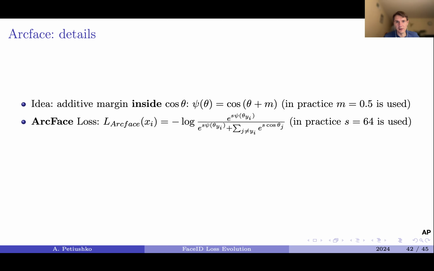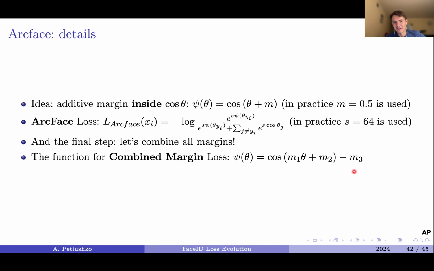And ArcFace loss, again very similar, again s, and again psi here. In practice, s equal to 64 is used. And we can even do better and go further. Let's combine all margins. So we could use psi of theta as cosine of m1 multiplied by theta plus m2 and minus m3. Yes, all 3 ideas.